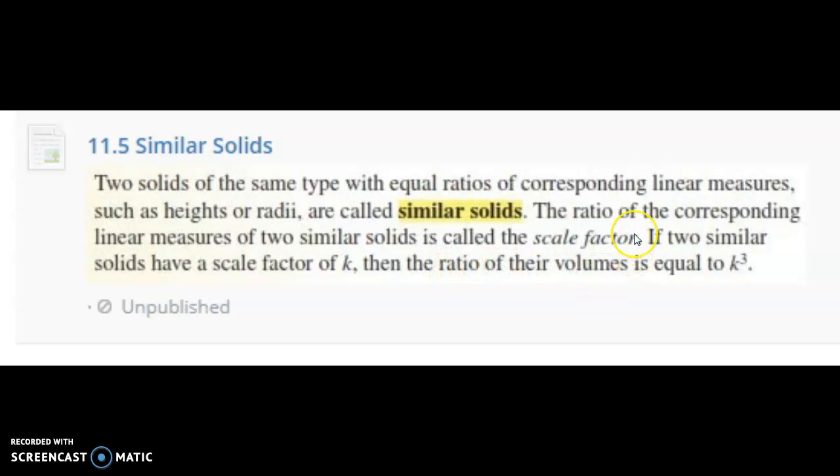Now, why is the scale factor important? Well, because if two similar solids have a scale factor of k, then the ratio of their volumes is just equal to k to the third power, or k cubed. Now, how do we illustrate that?